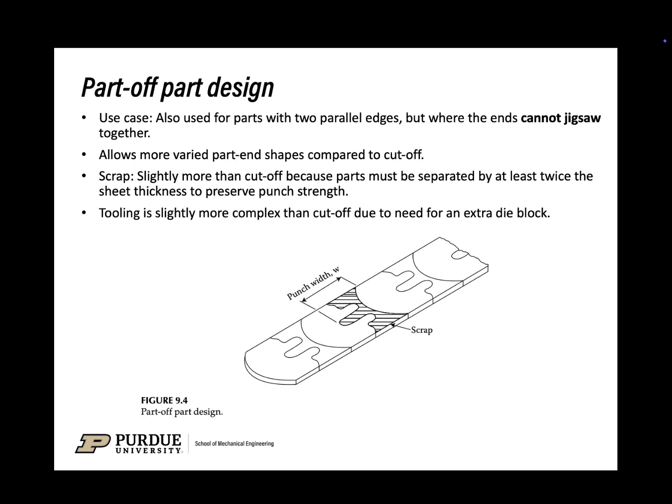Next, this page is the part-of-part design. The use case is that it is also used for parts with two parallel edges, but where the ends cannot jigsaw together. As shown in the figure, it's different from the previous one. They cannot jigsaw. It's quite obvious, and it allows more varied part shapes compared to cutoff. However, the scrap is slightly more than cutoff parts because they must be separated by at least twice the sheet thickness to preserve punch strength. Also, tooling is slightly more complex than cutoff due to the need for an extra die block. And here's a figure showing what part-of-part design is.